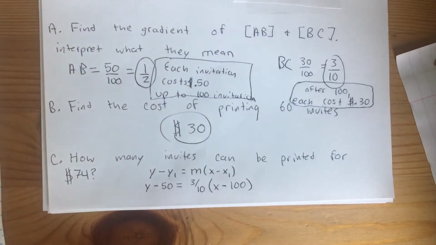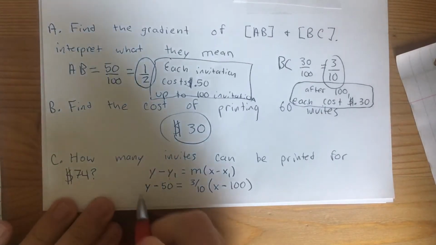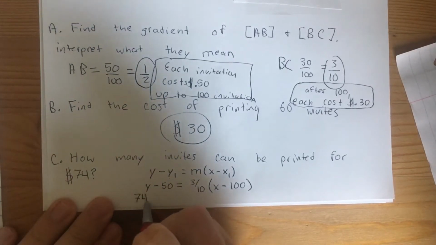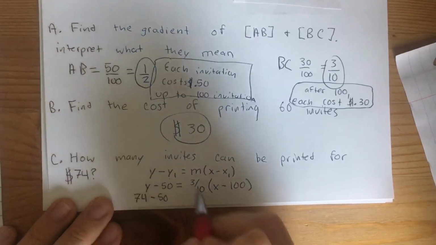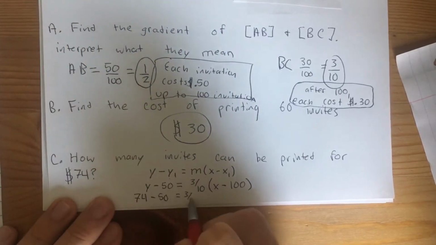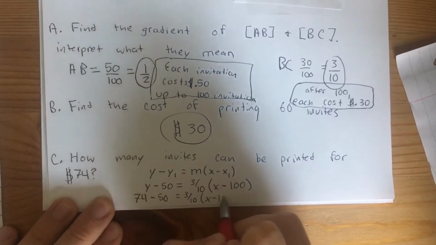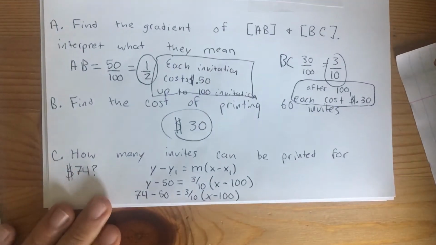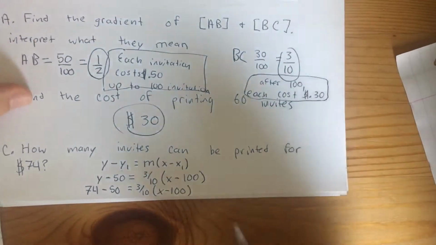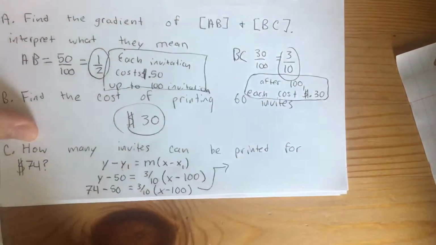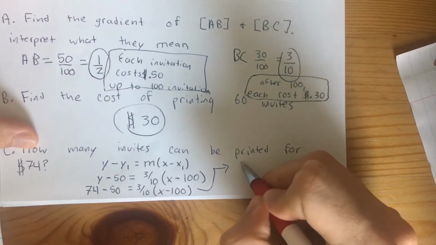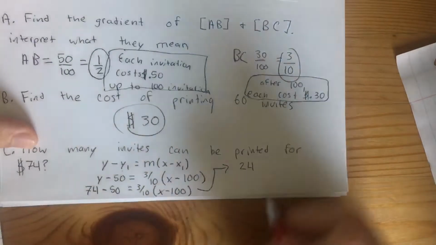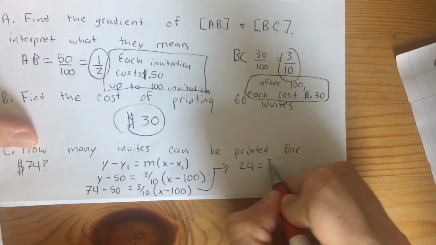And now we've got to replace what we know what the y-axis is here. So we know that the y here is 74. So we're going to write 74 minus 50 equals 3/10 times x minus 100. So I'm going to continue this equation over here. 74 minus 50 is 24. So we've got 24 equals 3/10.